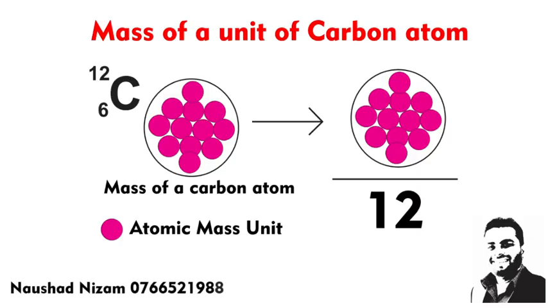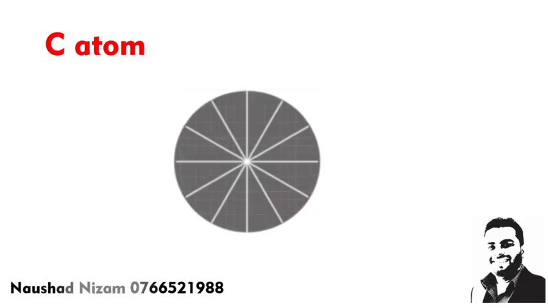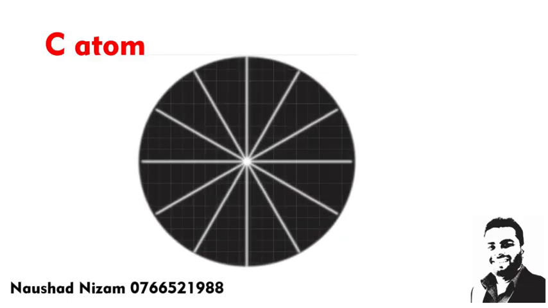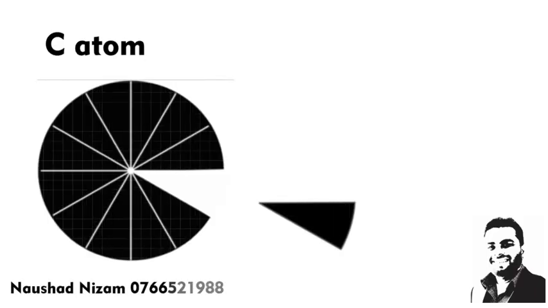To explain this further, I'm going to give an example, taking the carbon atom as a cake. So this is the carbon cake. Now I'm going to cut this cake into 12 pieces. So when you cut this into 12, or divide it by 12, you take one piece here, right? So the one piece is said to be the atomic mass unit.